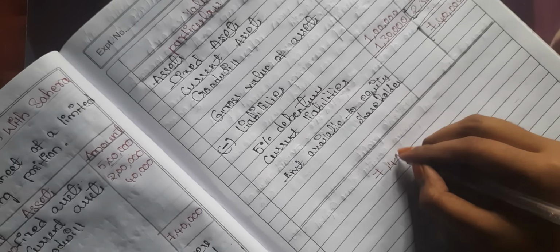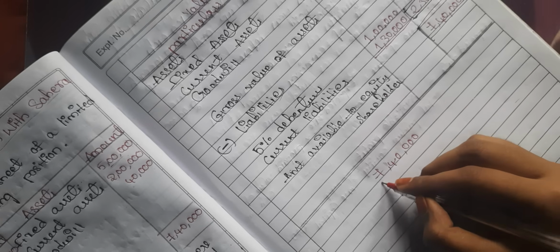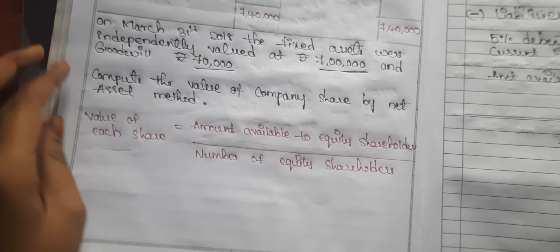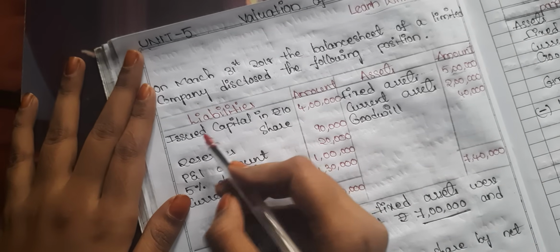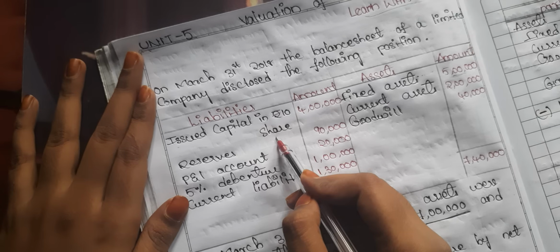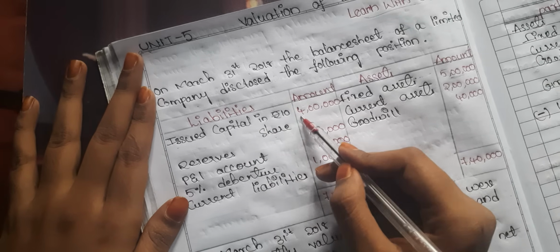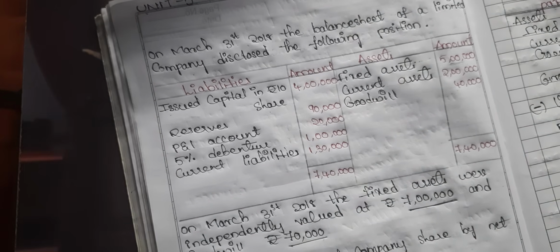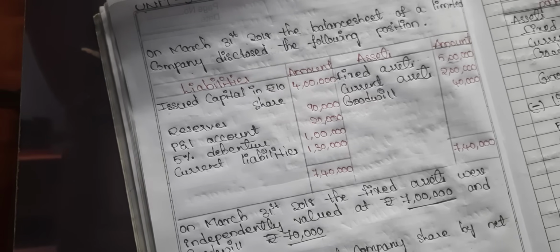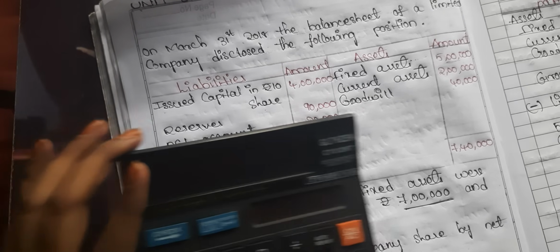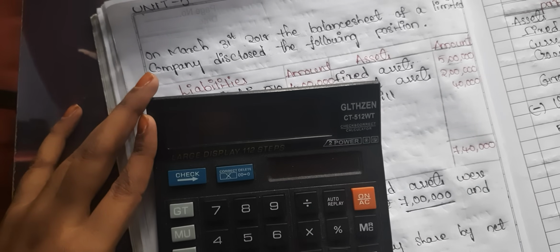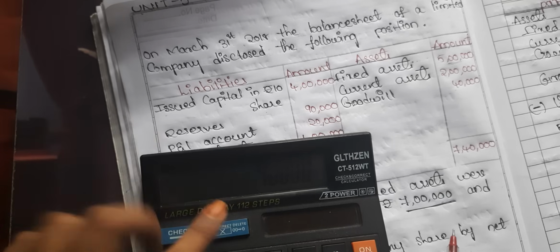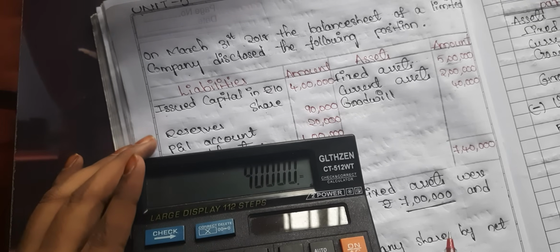How much is it, ma? 7,40,000. Okay. Then divided by what? We need to divide it by the number of equity shares. See, how will we get the number of equity shares? The issued capital is 10 per share, right? When it is 10 per share, the total amount is 4 lakhs. So we need to divide this 4 lakh by 10. We will be getting our number of equity shares. Yes, the number of equity shares is 40,000.